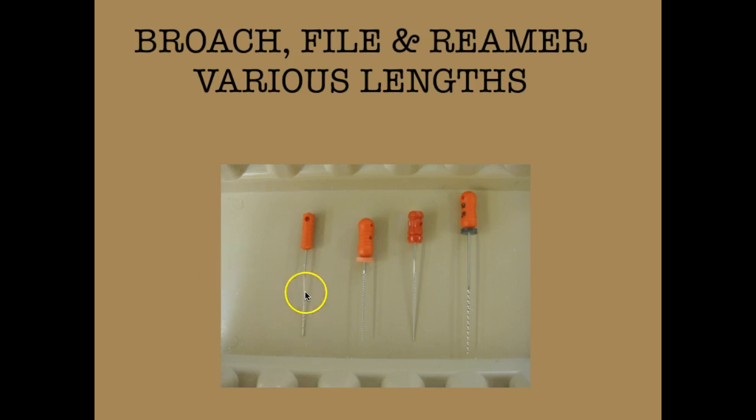So we have a broach, which actually has little triangles off of the working end. And then we have a file, which is kind of like a screw where it's wound at the end, kind of tightly wound, where a reamer has some space. There are also Hedstrom files, K files, and it's really up to the endodontist how they were trained, what kind of technique they're going to use. Sometimes they use a file and a reamer, and sometimes there is a need for a broach.